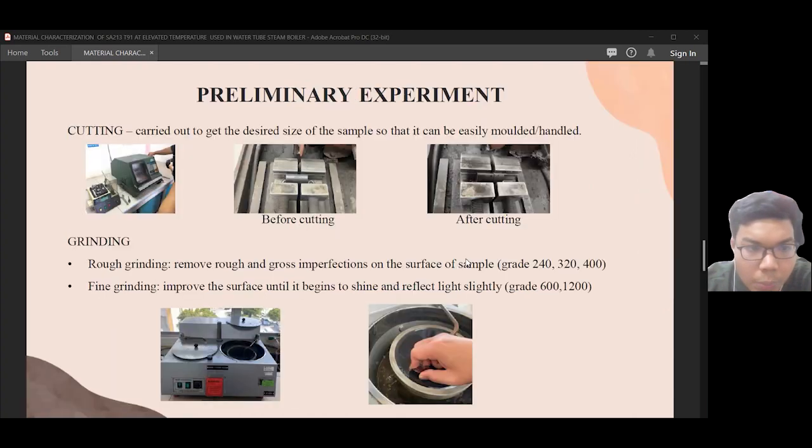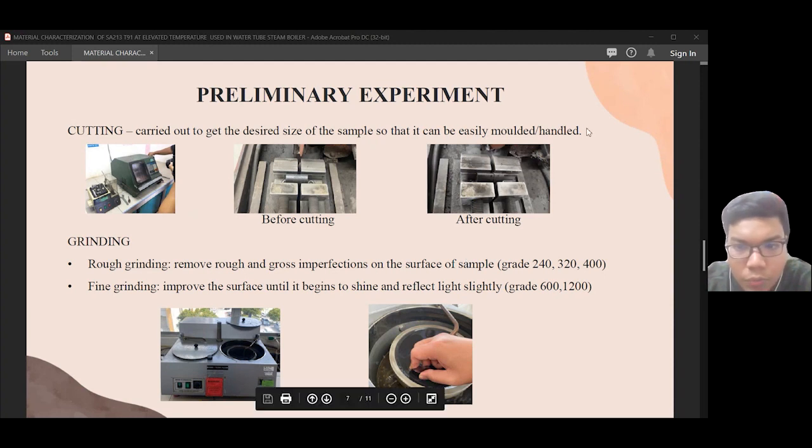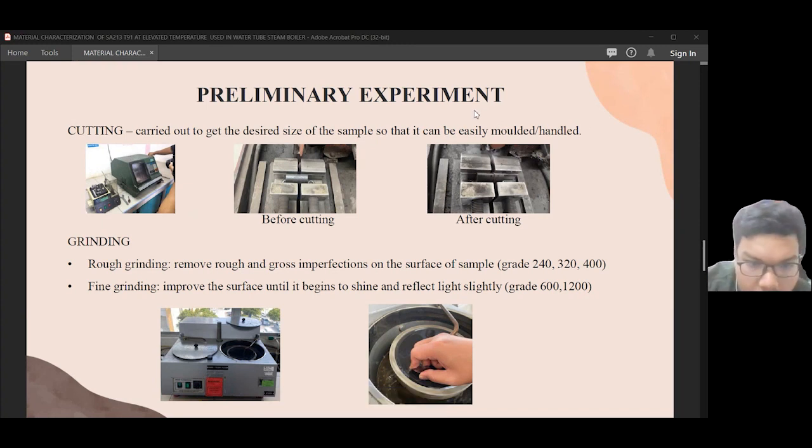The first step in sample preparation is the cutting process. Cutting was done to get the desired size of sample so that the sample can be easily handled. Two types of grinding process were done. Rough grinding was done with sandpaper grade 240, 320, and 400. For fine grinding, the sandpaper used is grade 600 and 1200.